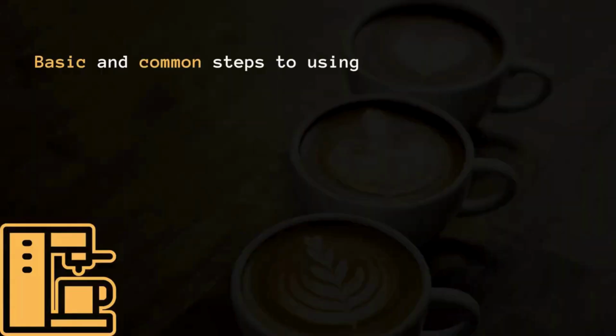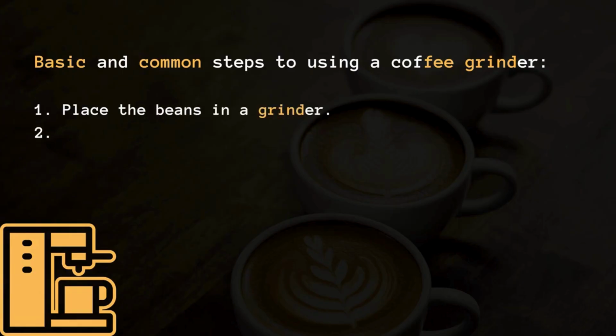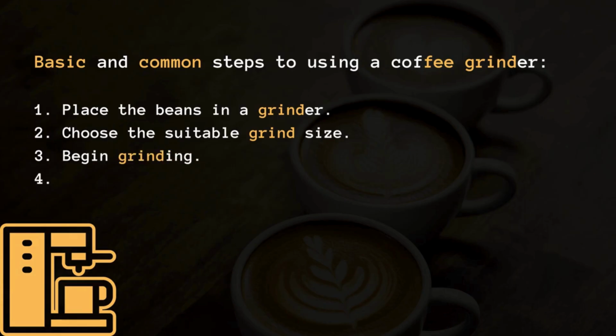Basic and common steps to using a coffee grinder. 1. Place the beans in a grinder. 2. Choose the suitable grind size. 3. Begin grinding. 4. Turn off the grinder, do not overgrind.